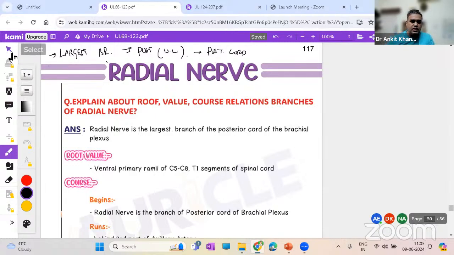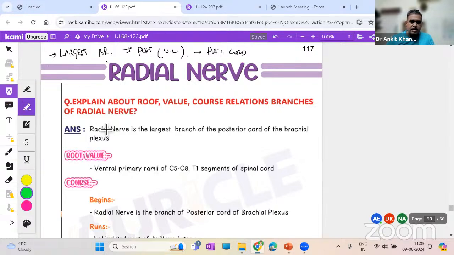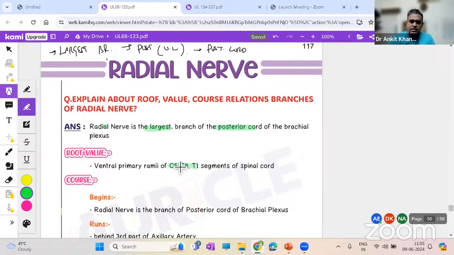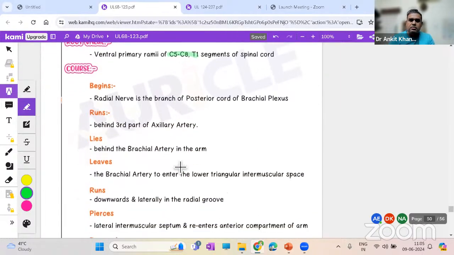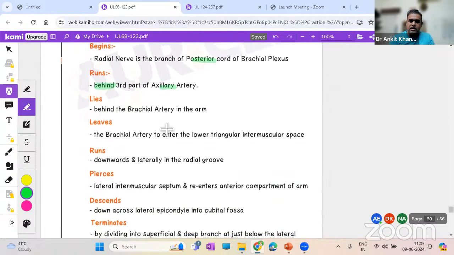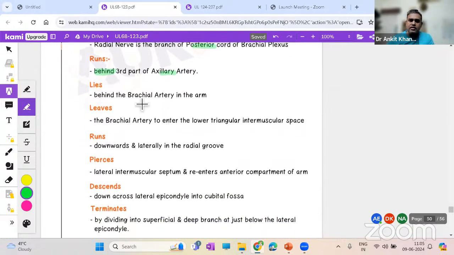Now let's see over here. You can also see in the notes that they started with it being the largest branch of the posterior cord. Not just the posterior cord, it's the largest branch of all the combined cords. Root value is C5 to T1, and it begins obviously from the posterior cord. As it is from the posterior cord, it runs behind the axillary artery. Then as it reaches the arm, it goes behind the brachial artery as well.